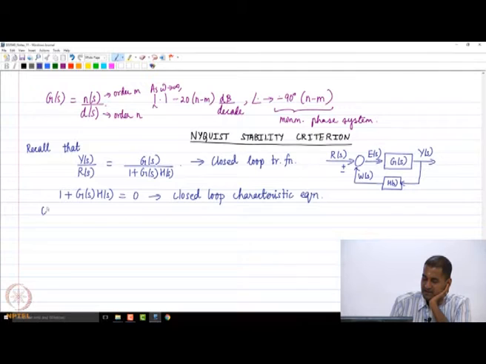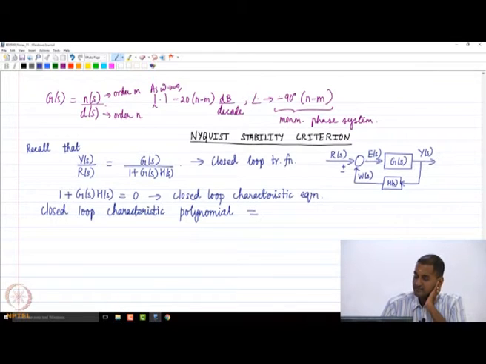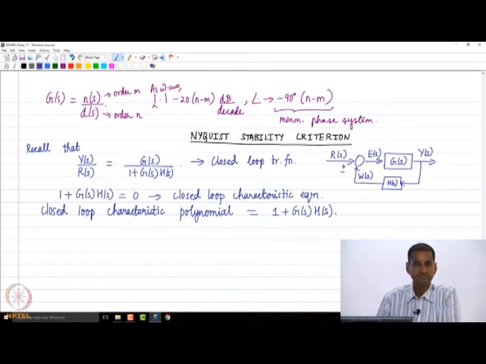And you immediately see that the closed loop characteristic polynomial is going to be equal to 1 plus G of s times H of s. Okay. That is what we have, right. That is the closed loop characteristic polynomial.